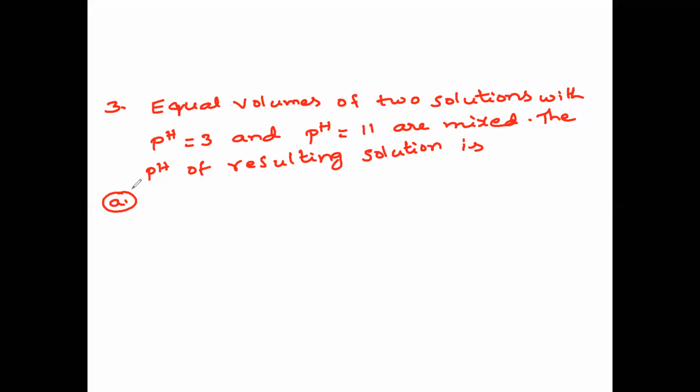Option A is equal to 8. Option B, it is equal to 7. Option C, it is equal to 6. Option D, it is equal to 0. So we need to calculate the resultant pH of the solution. For this question, we have to use pH upon mixing. Very, very important. For this, I'll give you an important note. Please note it down.